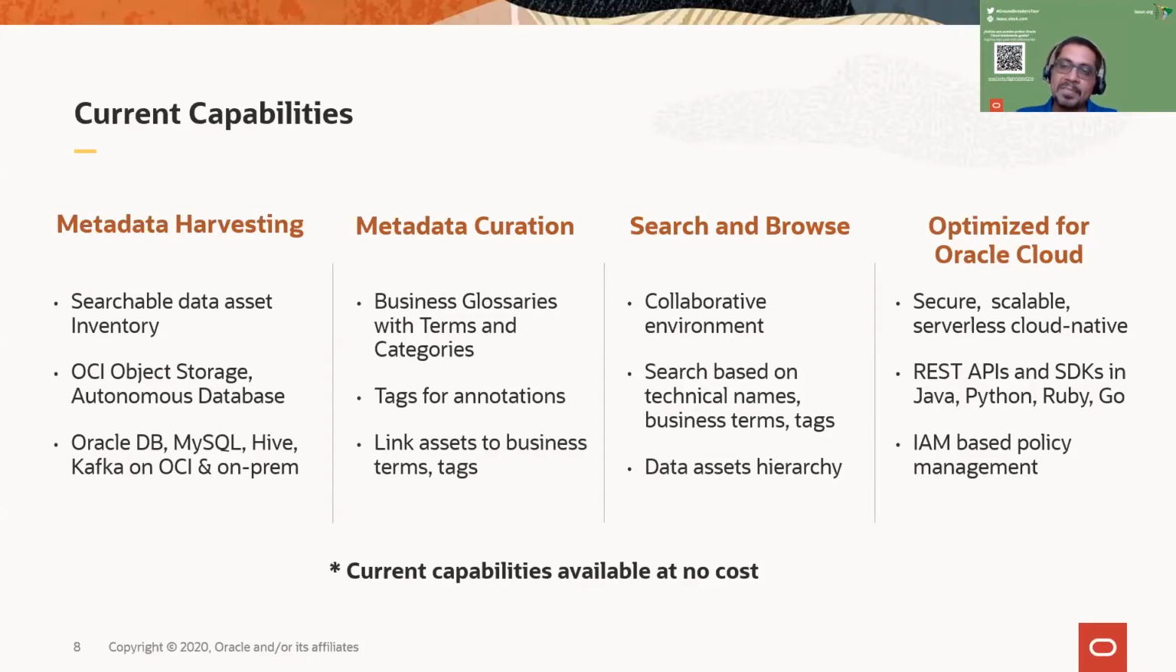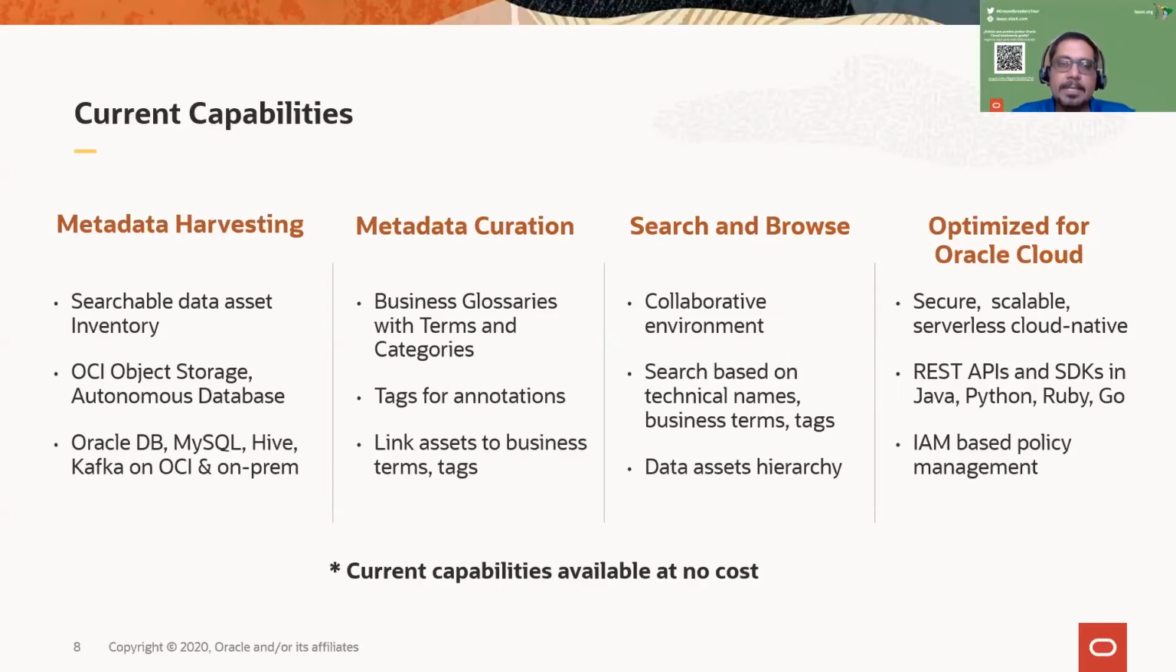And then from a security perspective, it actually uses the IAM-based policy management framework, which you might be aware of if you have used OCI. You can set up policies to say, okay, this part of the capability or this part of the data asset hierarchy is visible to only this group or that group, and these users can only do this activity versus that, right? So there are ways to set up policies for data catalog as well, and you can use that IAM-based policy management framework to enforce those policies.